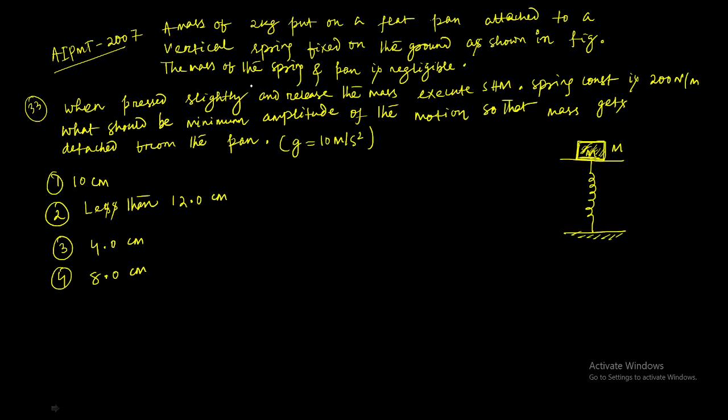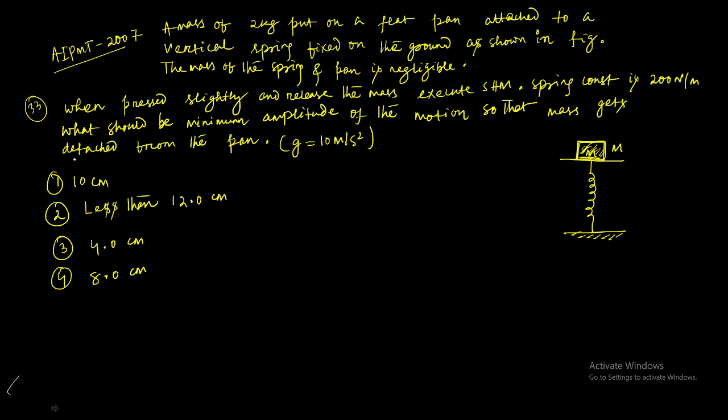A mass of 2 kg is put on a flat pan attached to a vertical spring fixed on the ground as shown in figure. The mass of the spring and pan is negligible. When pressed slightly and released, the mass executes SHM. Spring constant is 200 Newton per meter. What should be the minimum amplitude of that motion so that mass gets detached from the pan?